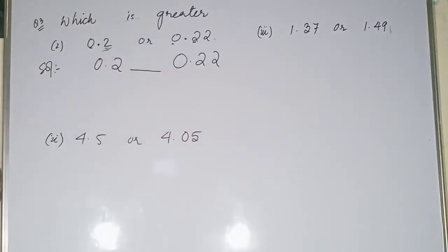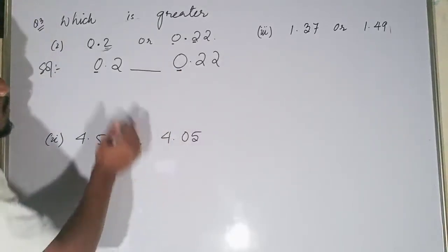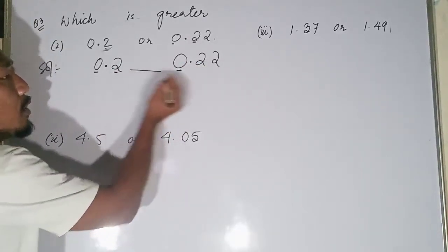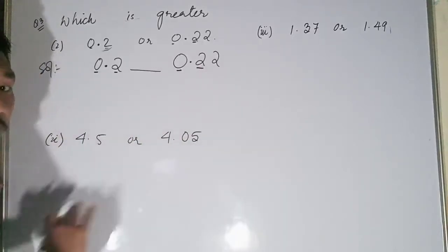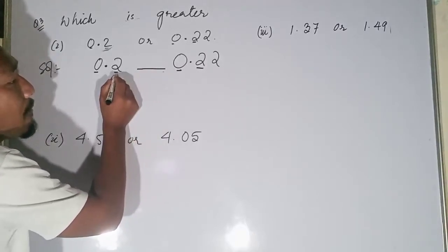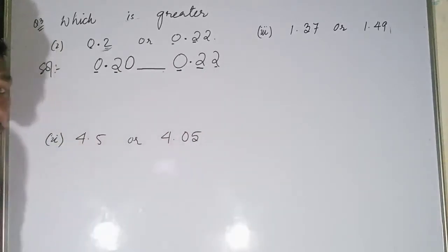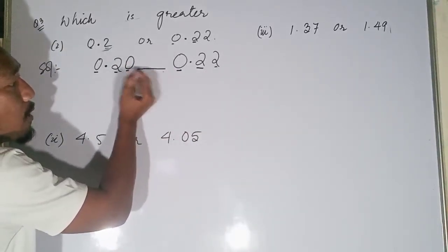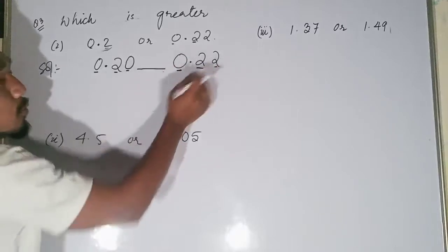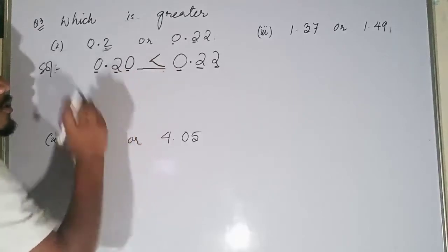We compare 0 and 0, they are the same, so neither is bigger, they are equal. We have a point here and another point here. Next we have a 2 and a 2, equal again. After 2 we don't have any numbers, so we can put 0 here, and here we have a 2. Now we compare the third digit, 0 and 2. Which one is greater? Since 2 is greater, 0.22 is greater than 0.2.